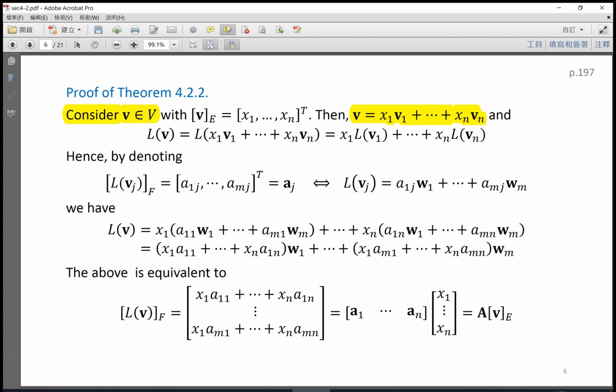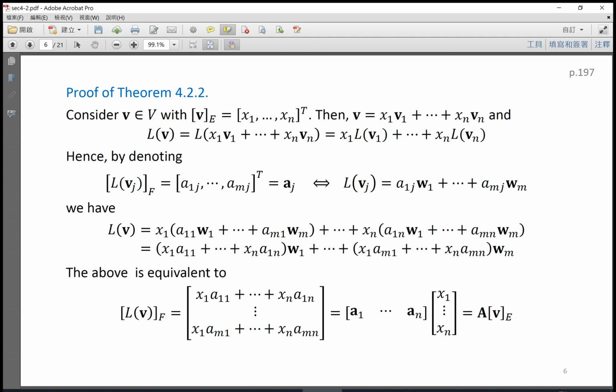Then we can use the coordinate notation to express this equality. The coordinate of V with respect to E equals x1, x2 up to xn. The coordinate notation has been introduced in section 3.5. If you are not familiar with this notation, please revisit section 3.5.